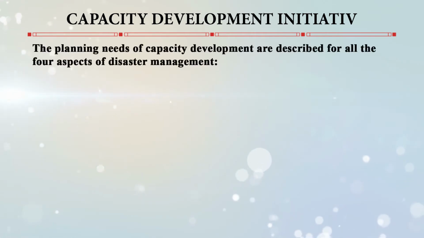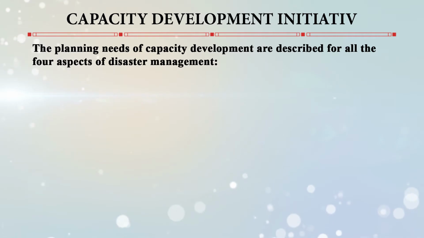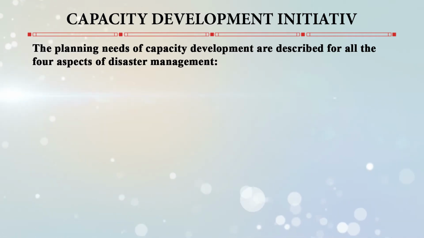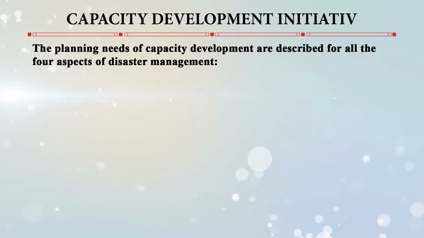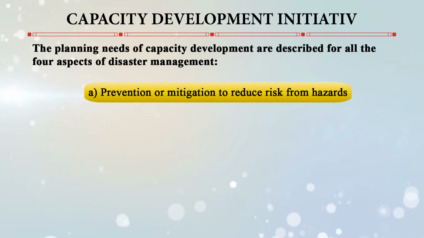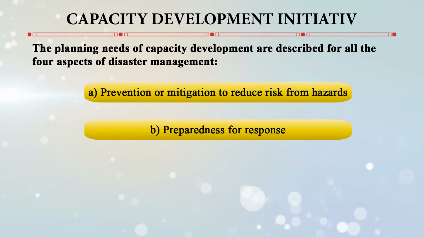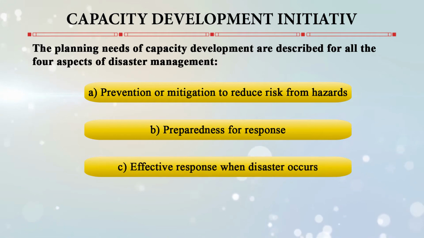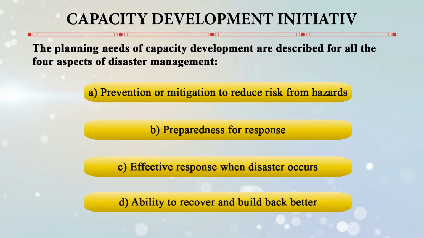Now, the planning needs of capacity development are described for all the 4 aspects of disaster management, namely prevention or mitigation to reduce risk from hazards, preparedness for response, effective response when a disaster occurs, and ability to recover and build back better. Now, the Disaster Management Act 2005, how does it define disaster?